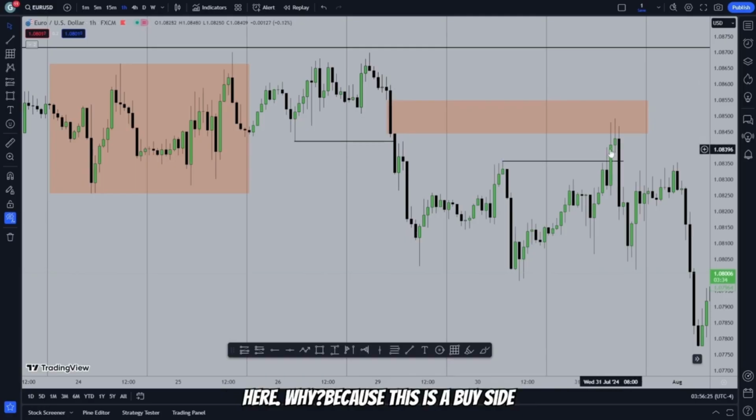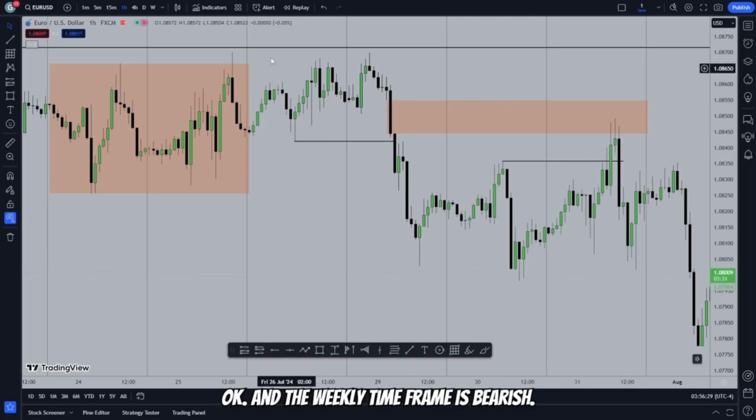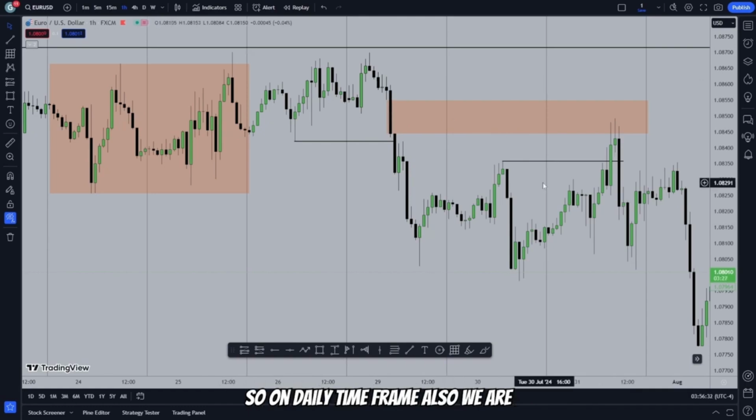Why? Because this is a buy side liquidity run. And the weekly time frame is bearish. So on the daily time frame also we are assuming that today will be a bearish day. This is our assumption, and everybody assumes in the market. Nobody knows for 100% that it will go down or up. But the probability of it going down is more when you see that last week it was bearish on the weekly time frame and it's about to take sell side liquidity, right?